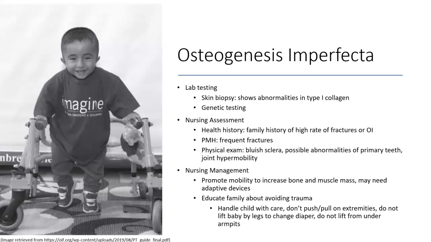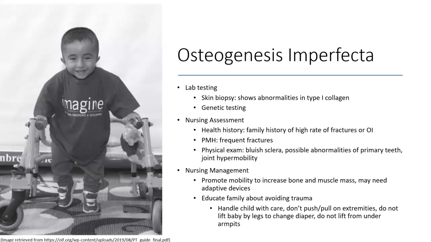We also educate families about avoiding trauma, so trying to prevent fractures. It's important to talk to them to handle their child with care, much more care than for another child. If the parents have older children, it will be different than what they've done in the past. It's important not to push or pull on the child's extremities.